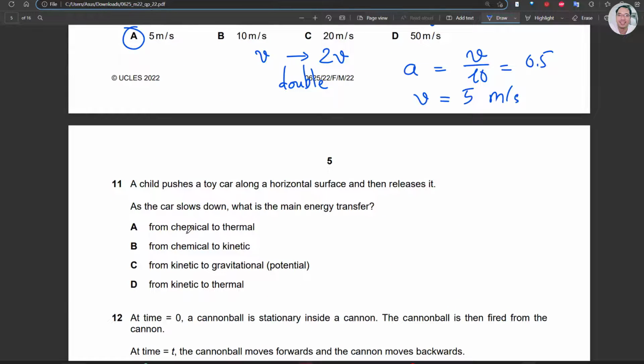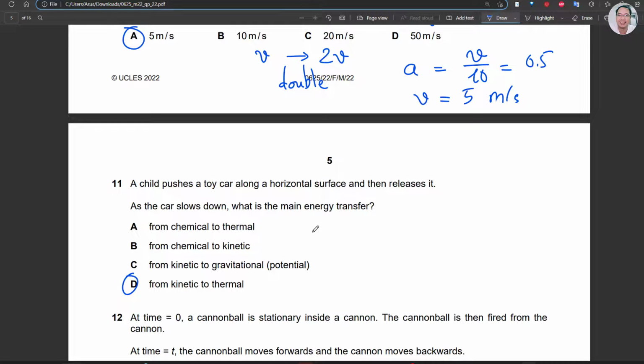A child pushes a toy car along a horizontal surface and then releases it. The car slows down. What is the main energy transfer? We don't need to do that, but slow down, energy transfer from kinetic to thermal.